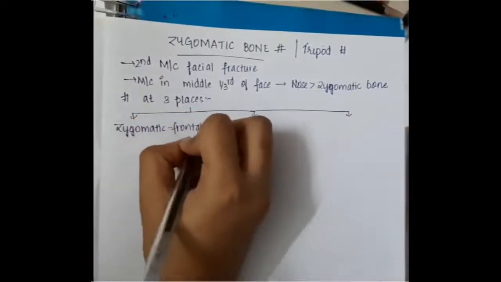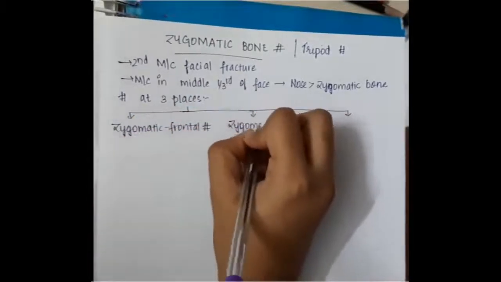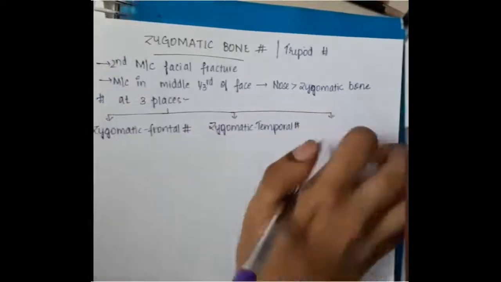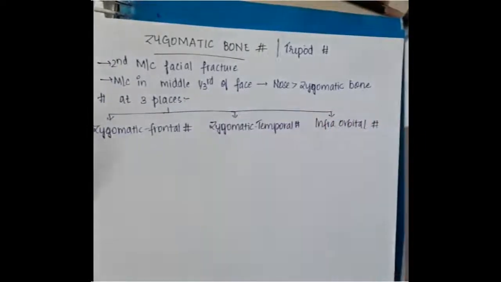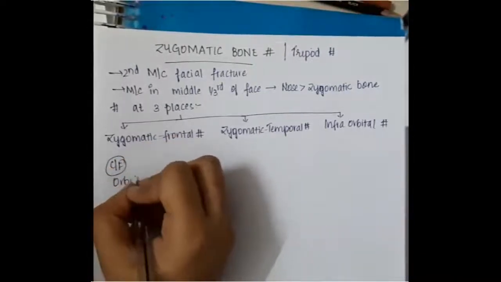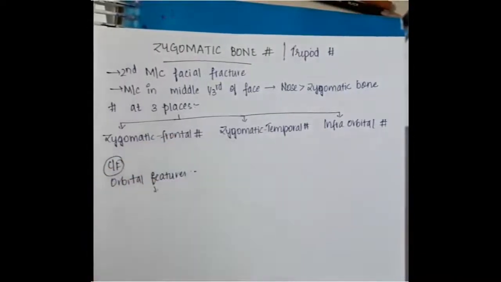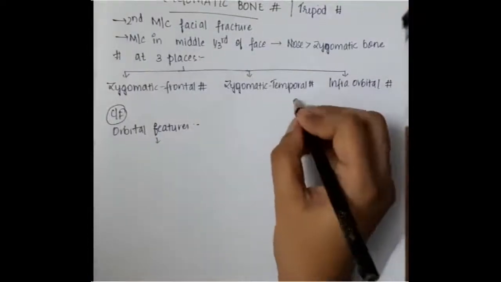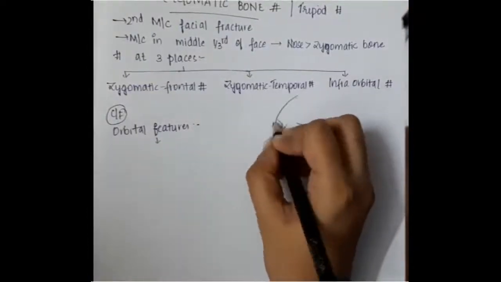One is zygomatico-frontal fracture, zygomatico-temporal fracture, and infraorbital fracture. The clinical features vary depending upon the type, but here you will see orbital fractures. Sorry, first we will see the picture.